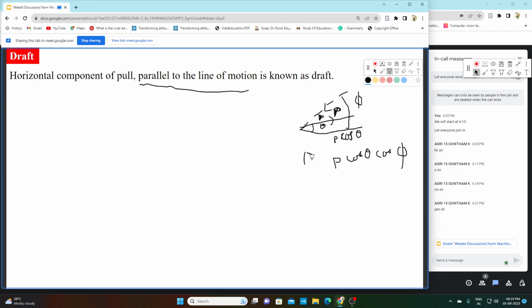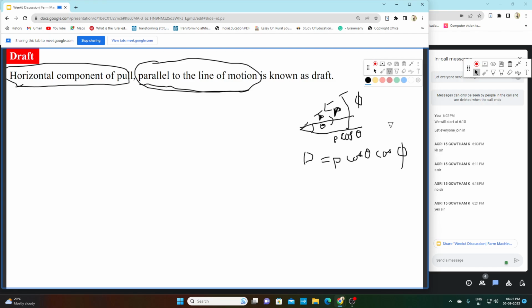That is the draft. Again I am explaining what draft is. Draft is the horizontal component of pull parallel to the line of motion. Our line of pull is always inclined with the horizontal by an angle theta. This portion of the definition says it is the horizontal component of pull, so we have to take the pull in the horizontal direction. If the line of pull is inclined in this direction, this P cos theta is your horizontal component of pull. Now the second part is it should be parallel to the line of motion.